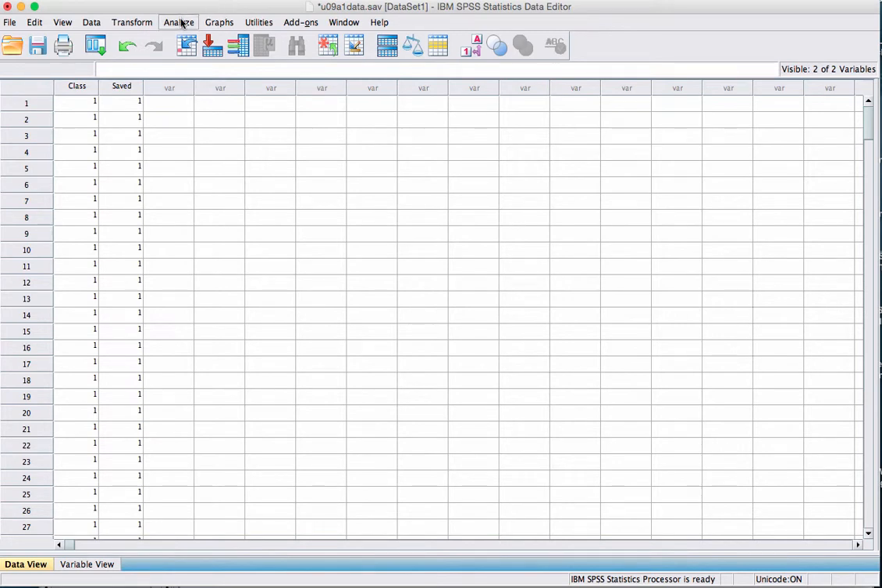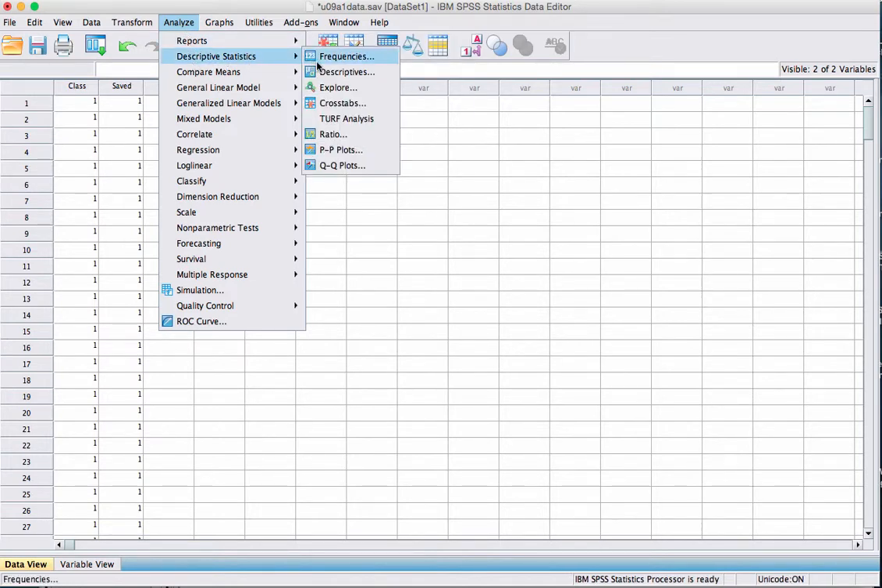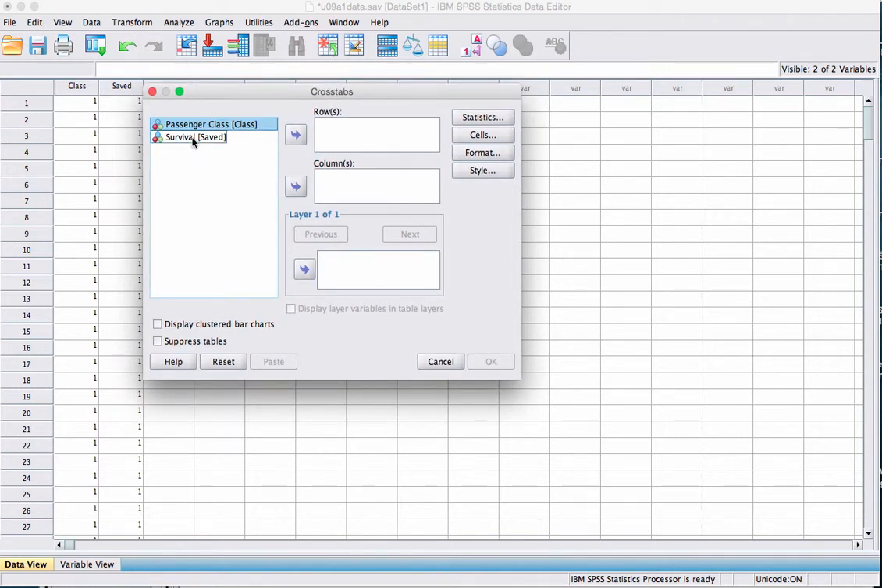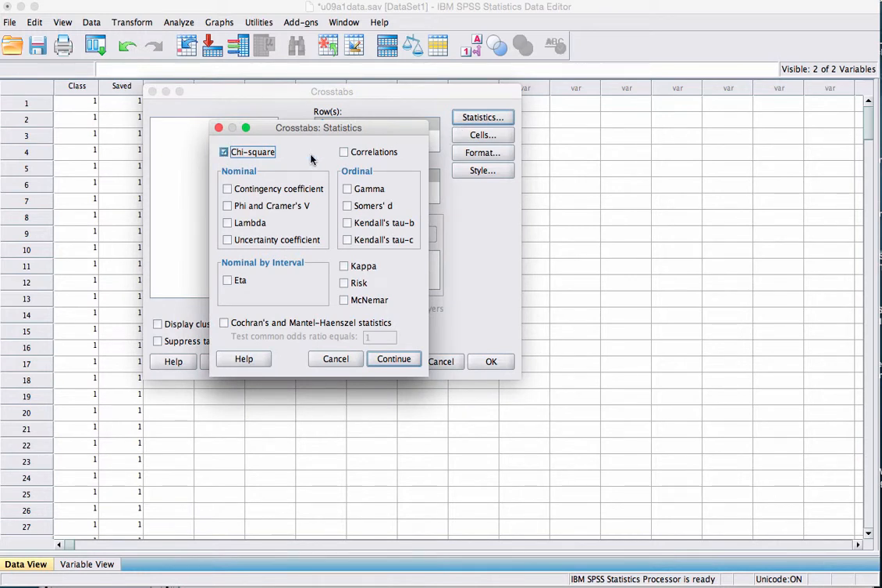So to find out these proportions and these frequencies, we can go to Analyze, Descriptives again, and then we'll want to go to crosstabs. And in this case, to mirror the table in the Warner book, I'm going to put survival in the rows and passenger class in the columns. In terms of statistics, I want the chi-square statistic, but I also want phi and Cramer's V. These are the effect sizes for the analysis, and they're similar to a correlation coefficient in terms of describing the relationship and how large that relationship is between class and saved. And then I'll go continue.